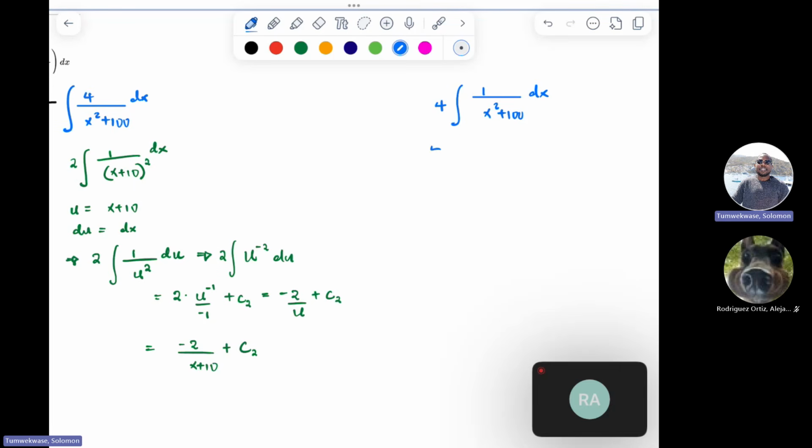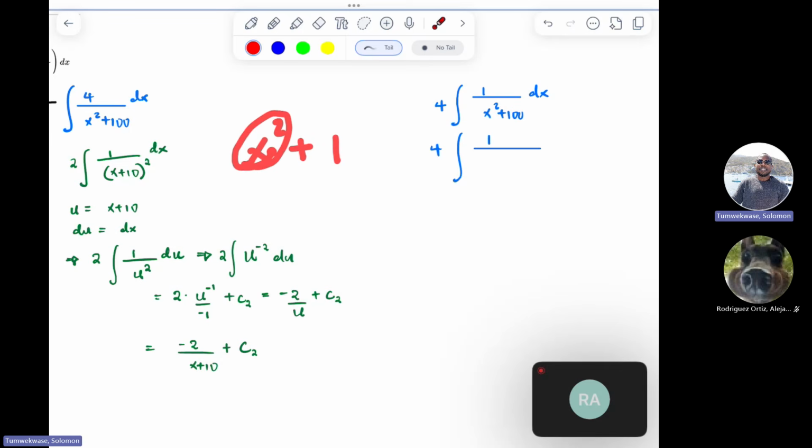So this is 4 times the integral of 1 over something. Remember, what I want to create in the denominator is something like x squared plus 1. Now, this might not be x squared, but this must be 1. That is what I want to create.